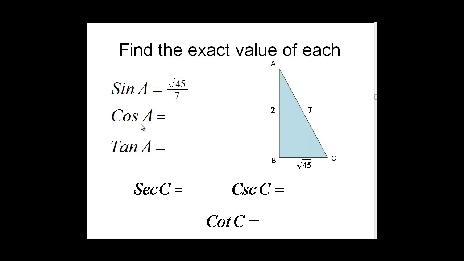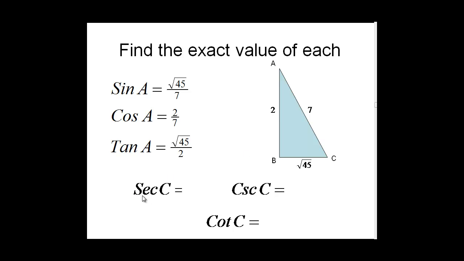Cosine of A, if you look at A, cosine next to it is adjacent, 2. Hypotenuse 7. Tangent is opposite, the square root of 45. Adjacent, 2. Square root of 45 over 2.